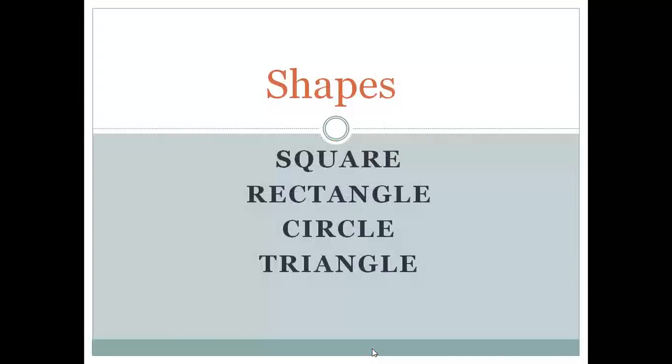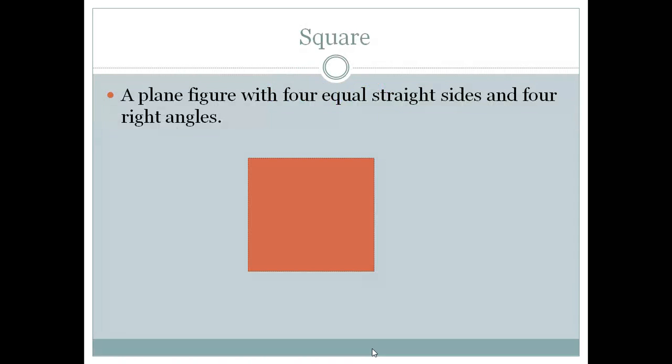So we have four basic shapes: square, rectangle, circle and triangle. Starting with a square, a plane figure with four equal straight sides and four right angles. When we join two sleeping lines and two standing lines and all the lines are equal, and then you join them and make a shape, that shape is known as a square.